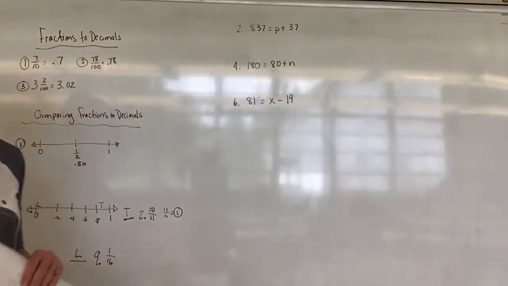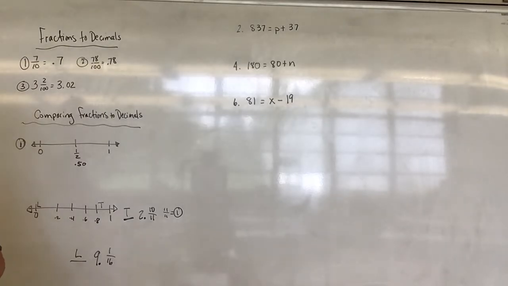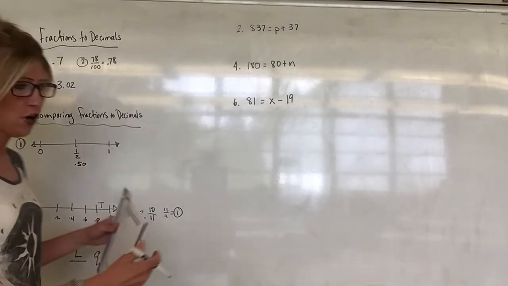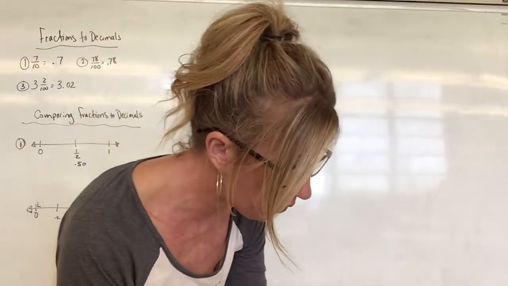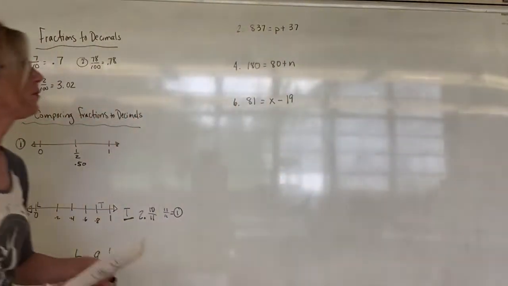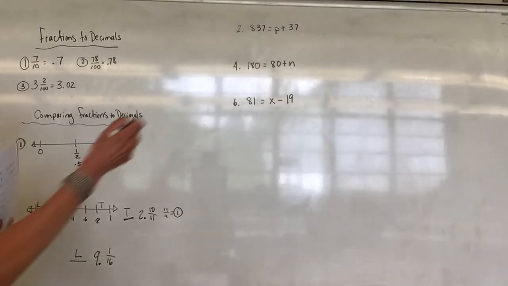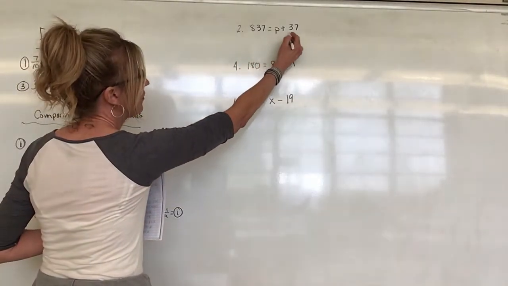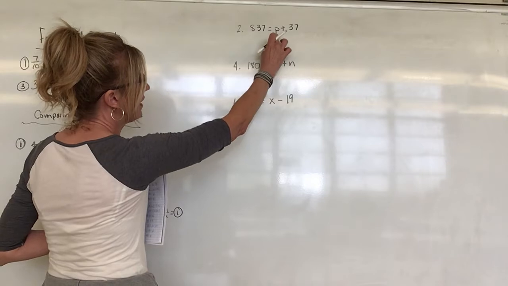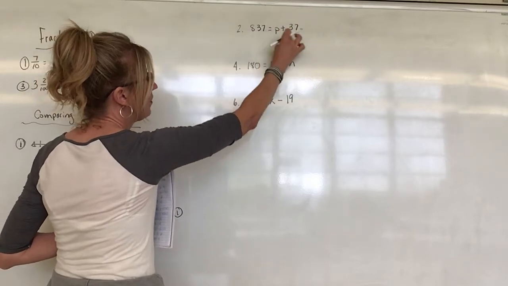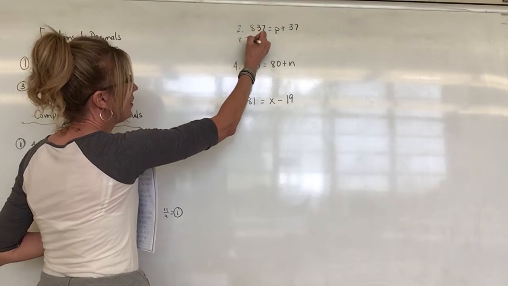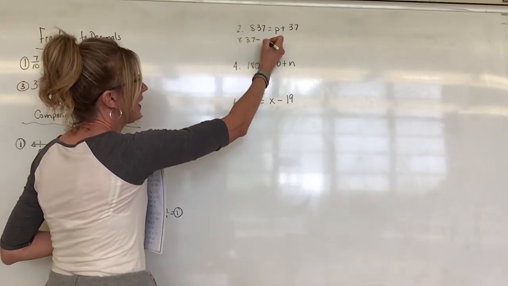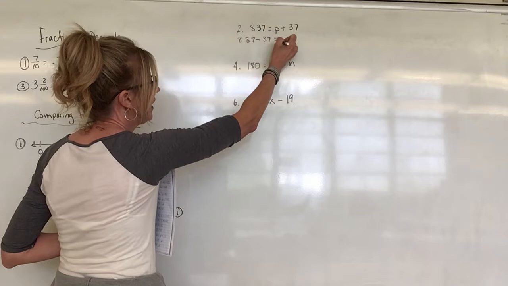Now, we are solving for a variable. We've been doing this a lot this year. So if we're going to solve for a variable, we are going to need to get the variable alone. Okay, so if we have p plus 37, and we need to get this p alone, remember we're going to take this right here and bring it to the other side. So we're going to go 837 minus 37 equals p.